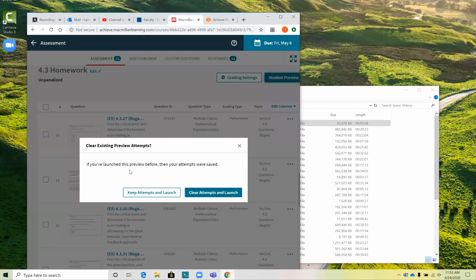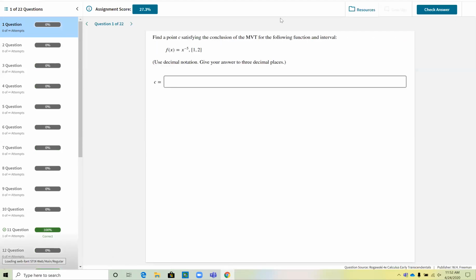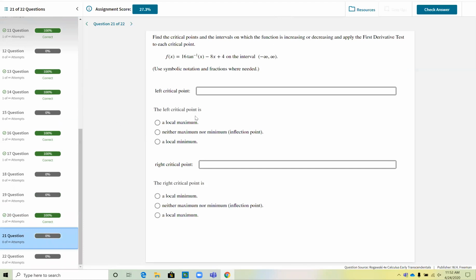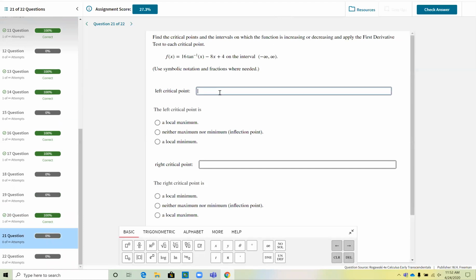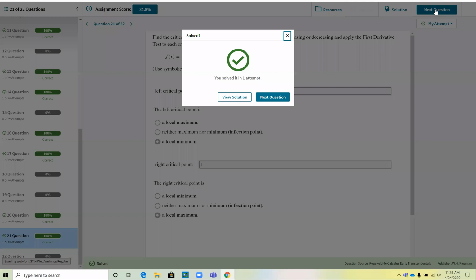Maybe if I redo the whole assignment here. We already have the answer. It's just a matter of making Achieve accept that answer. I will make it accept the answer. We have an answer at negative 1, and that is a minimum. And then the answer for the right critical point is at 1, and that is a maximum. And then I go to check answer. Come on. Oh, yay. Okay, it accepted the answer this time.